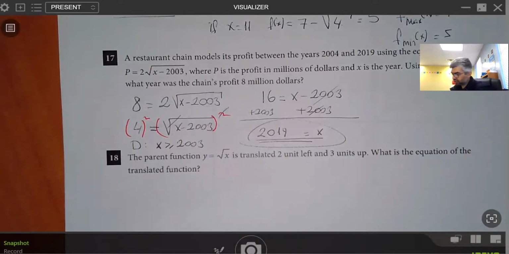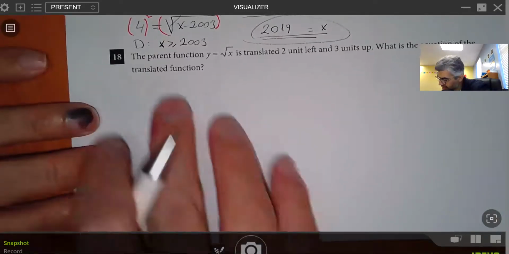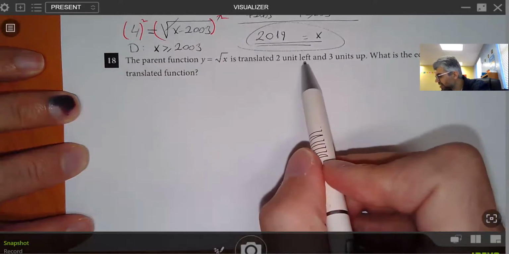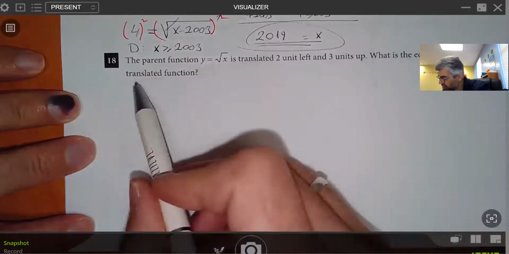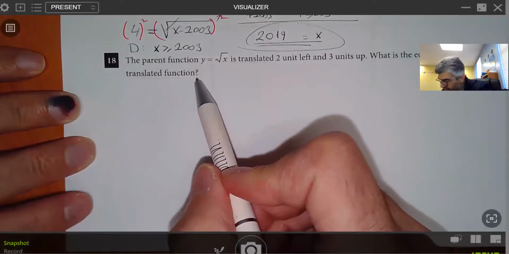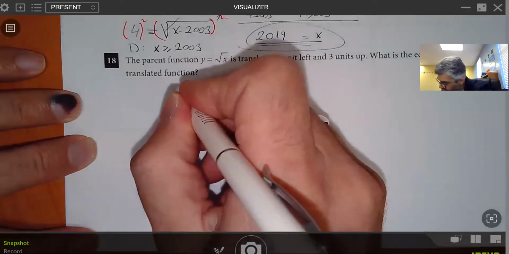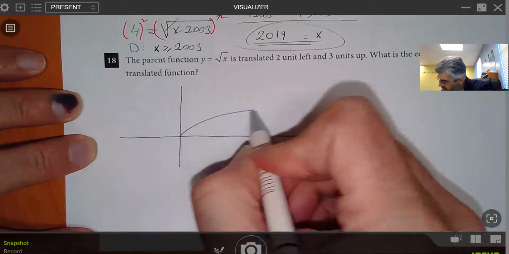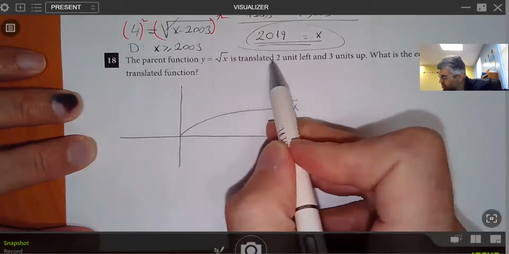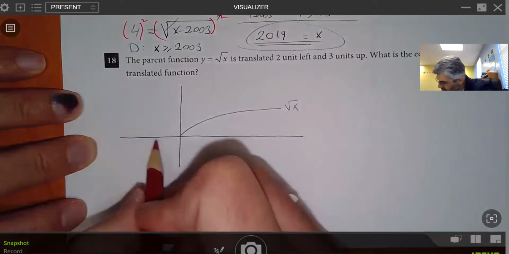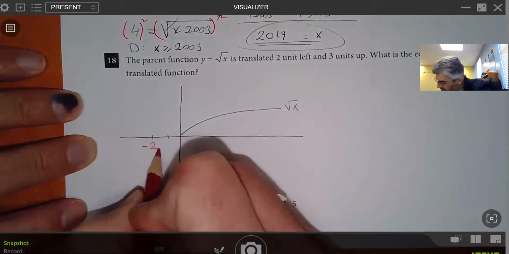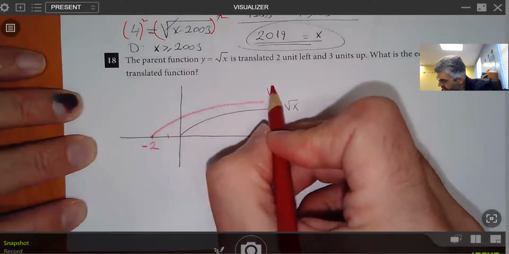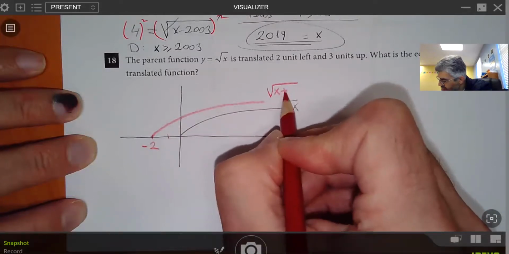Okay. And the last question is, nice. The parent function y is root x translated 2 units left and 3 units up. What is the equation of the translated function? It doesn't ask for the graph, but anyway, I want to show it. So I have the parent function root x. Here it is. It is translated 2 units left. So 1, 2, negative 2, 2 units left. This one is the square root of x plus 2.